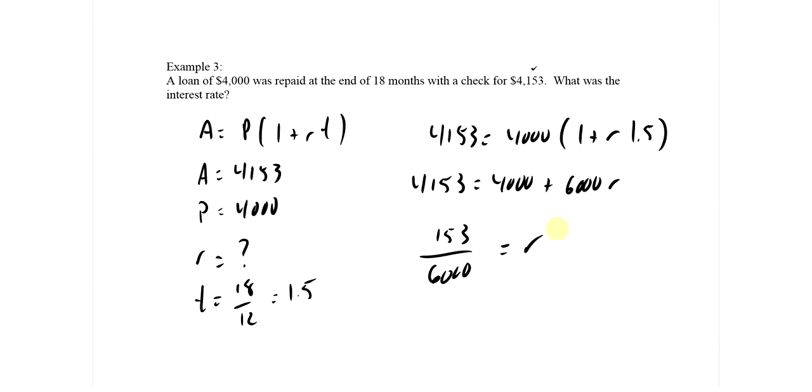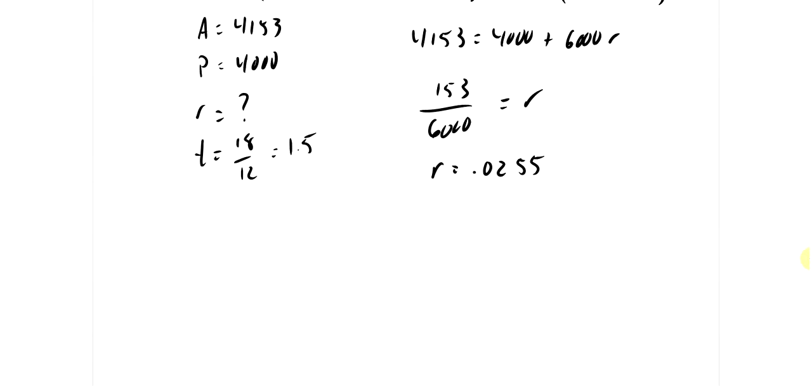And the interest rate is 0.0255. Well, that's R, right? If you actually calculate that, that's not the rate because the rate is usually a percentage. So we say 2.55%. Move the decimal over 2 to get percentage from decimal. Have to be able to convert the two.